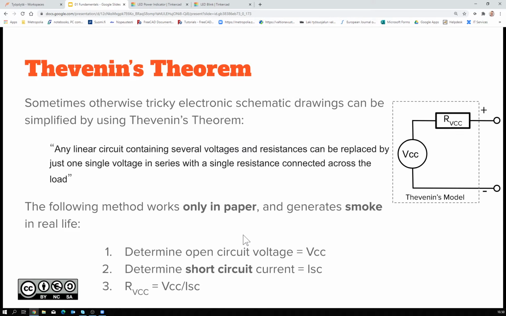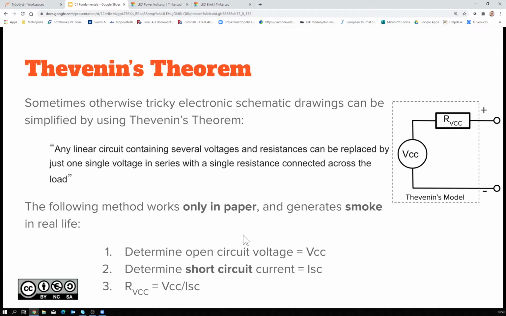Then we can use Thevenin's theorem, which says that any linear circuit containing several voltages and resistances can be replaced by just one single voltage in series with a single resistance connected across the load. So that's the Thevenin's model: the single voltage supply, and in series with that there is the resistor, and that's the output resistance right there.